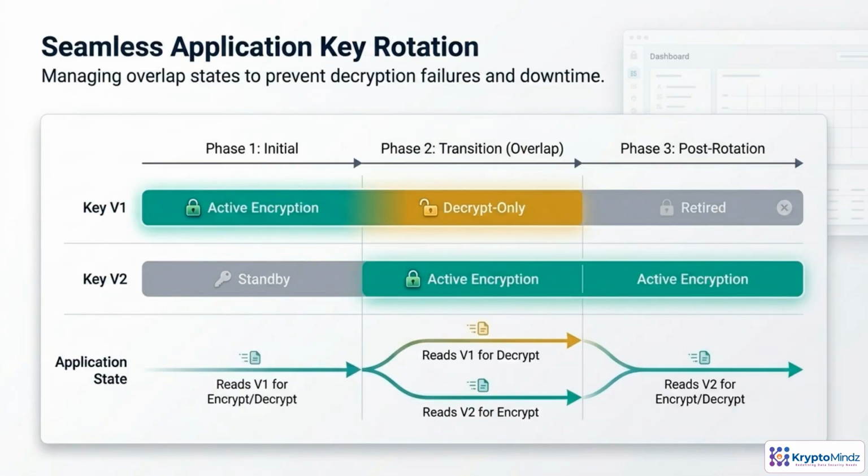Key rotation is more than just generating a new key. It's about managing overlapping states so your application keeps working. You introduce a new key version and start encrypting new data with it, but keep the old key available for decryption and signature verification. Versioned key IDs tell the application which key to use for each object, token, or record. Only after all data and signatures have migrated can the older keys be fully retired or destroyed.